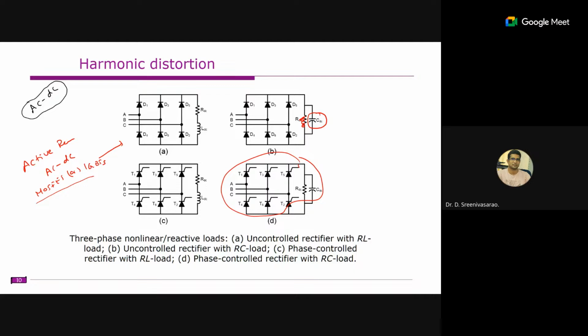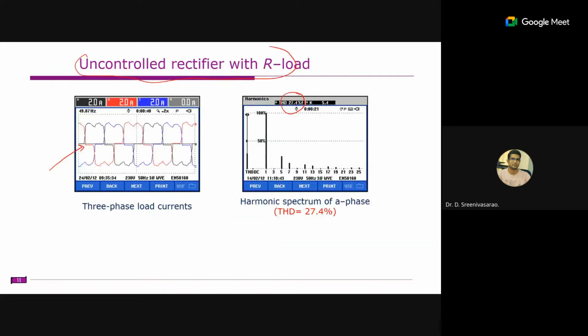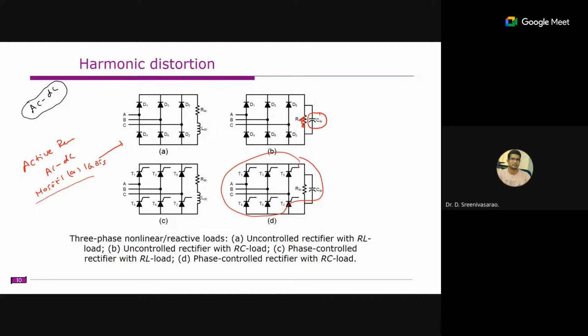One is that it will make the source current sinusoidal. No extra control is required. The source currents are sinusoidal, and also the source current and source voltage are in phase. That means the power factor is unity, so that's why it is known as a unity power factor converter.